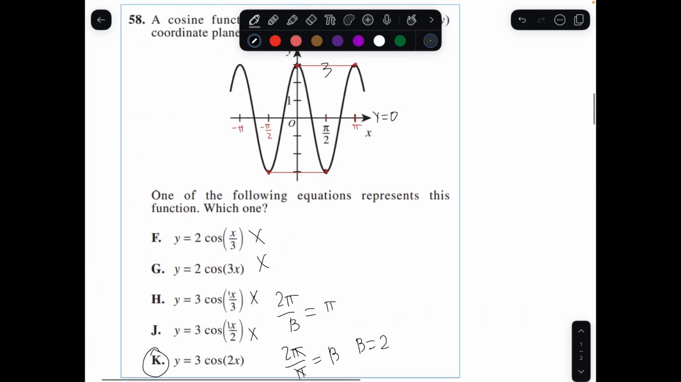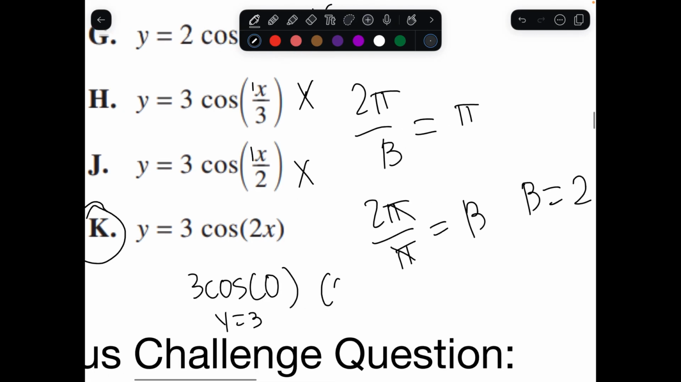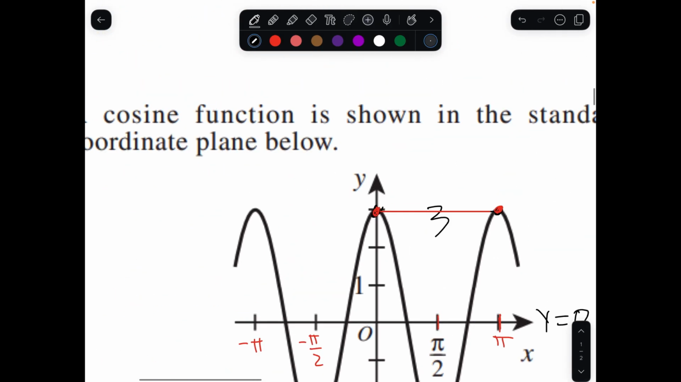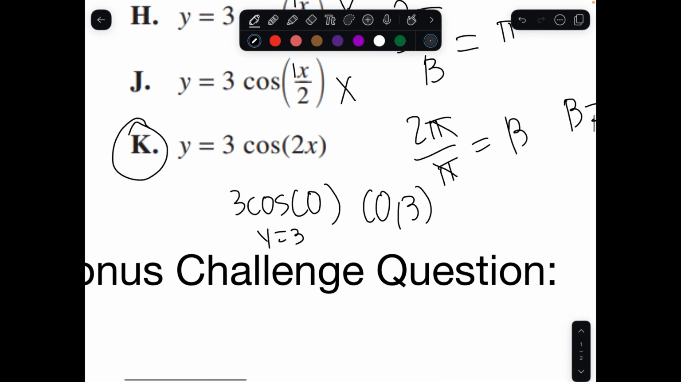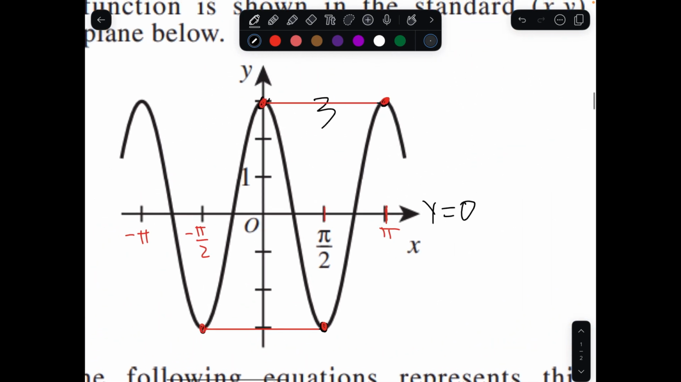So if I plug in 0 for x, I get 3 cos of 0, and cos of 0 is 1. So I get y equals 3. So that means one of my points is going to be (0, 3). And again, that appears on the graph, (0, 3), that's a point. So you could just plug in points and see which equation matches the graph.